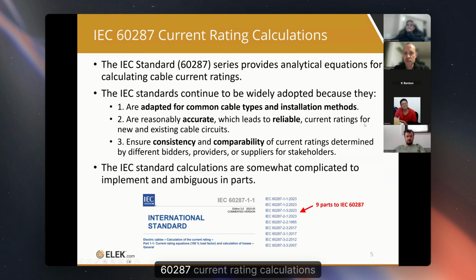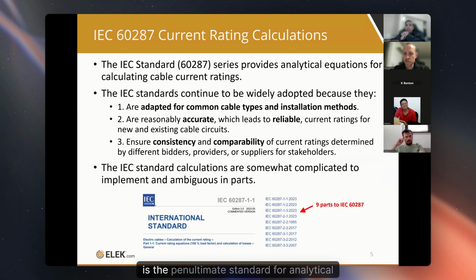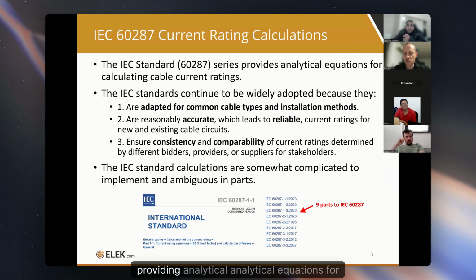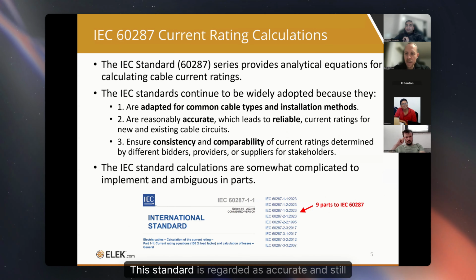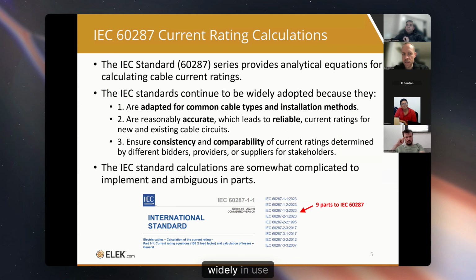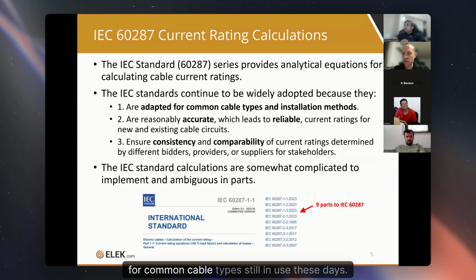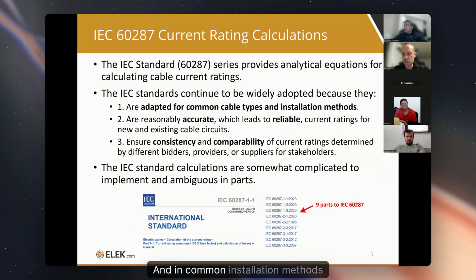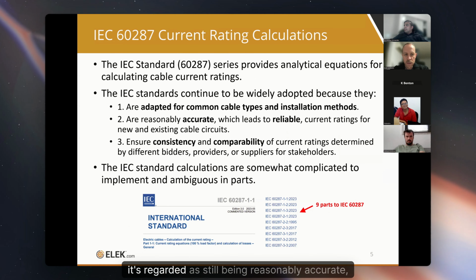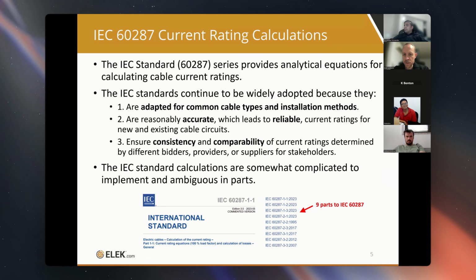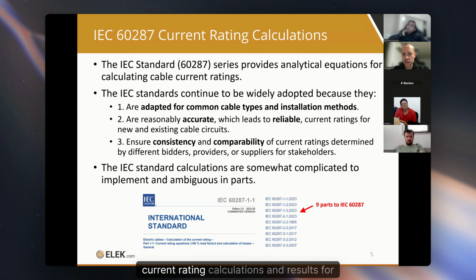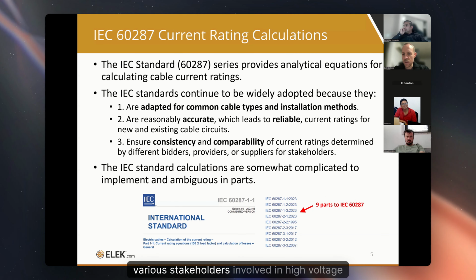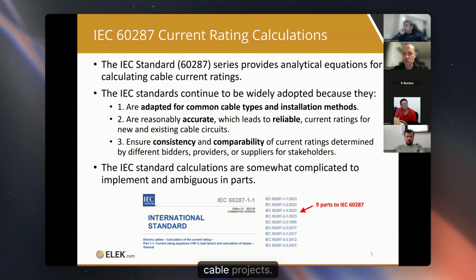IEC 60287 current rating calculations is the penultimate standard for providing analytical equations for cable current ratings. This standard is regarded as accurate and still widely in use because it is adaptable for common cable types, still in use these days, and common installation methods. It's regarded as still being reasonably accurate, which leads to reliable and consistent and comparable current rating calculations and results for various stakeholders involved in high voltage cable projects.